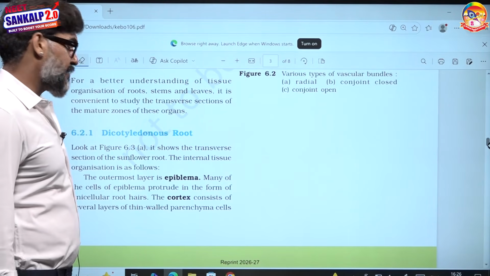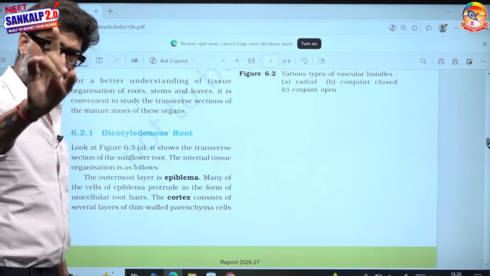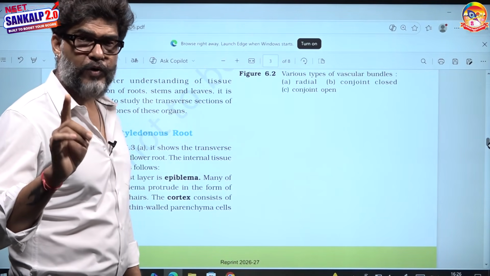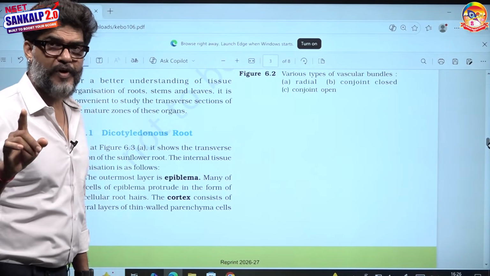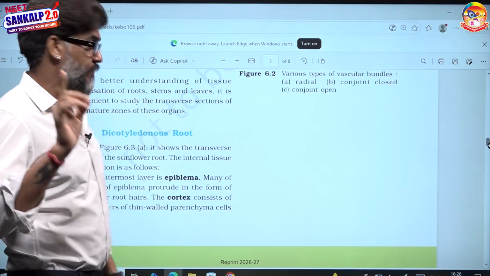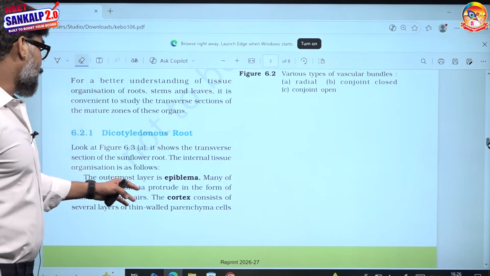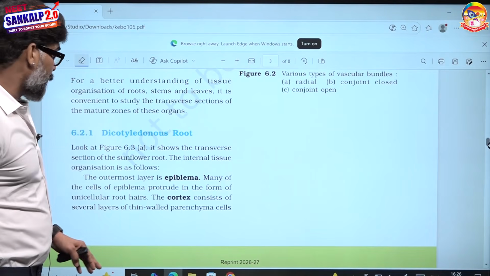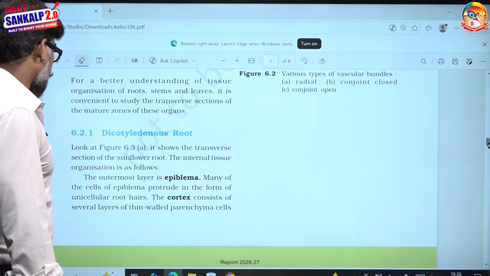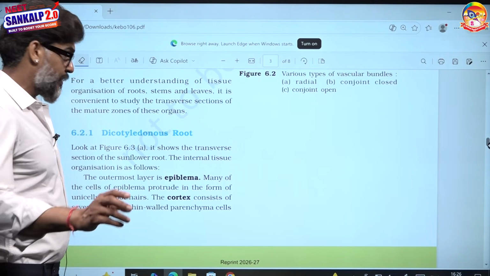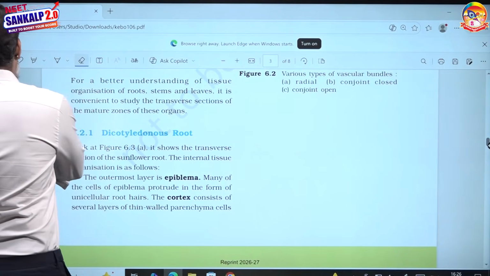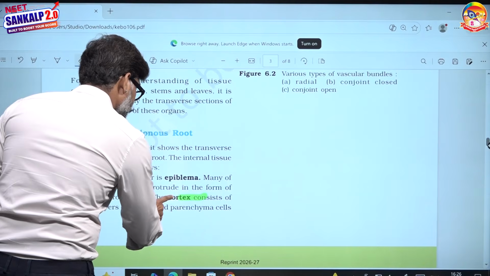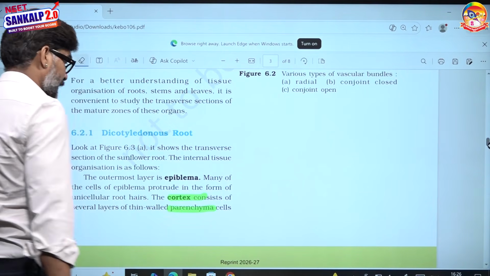Outermost layer is the epidermis. The epidermis of the root is known as epiblema. The term epiblema we can apply only for the epidermis of the root, not for the epidermis of stem or leaves. Many of the cells of epiblema protrude in the form of unicellular root hairs, as we know. The cortex consists of several layers of thin-walled parenchymatous cells. So here also you have to keep in memory that the cortex region is made up of parenchymatous cells.